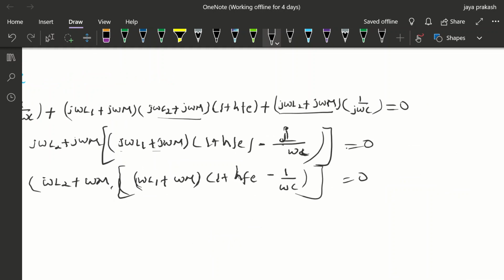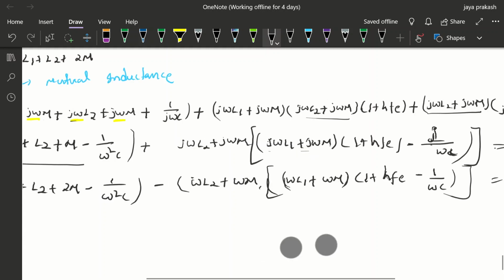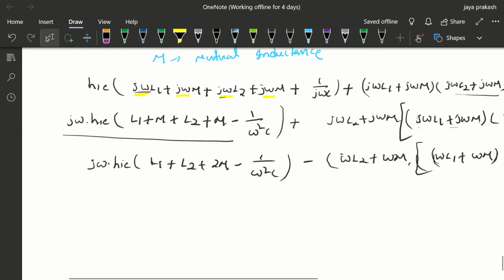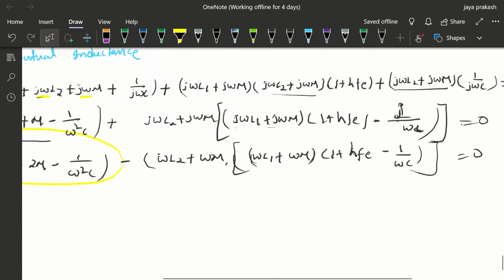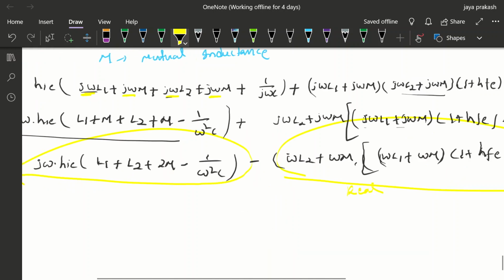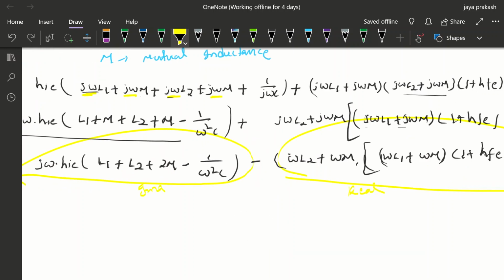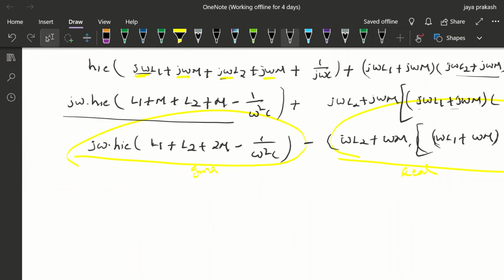I can get, first I am making the imaginary term. So this is all imaginary term and this is all real term, right? This is real and this is imaginary. First I am considering the imaginary term. So in imaginary term, if I am making it equal to 0, j omega into HIE into L1 plus L2 plus 2m minus omega square is equal to 0.